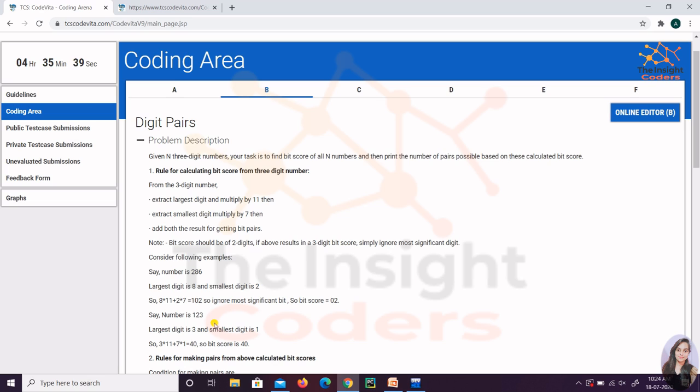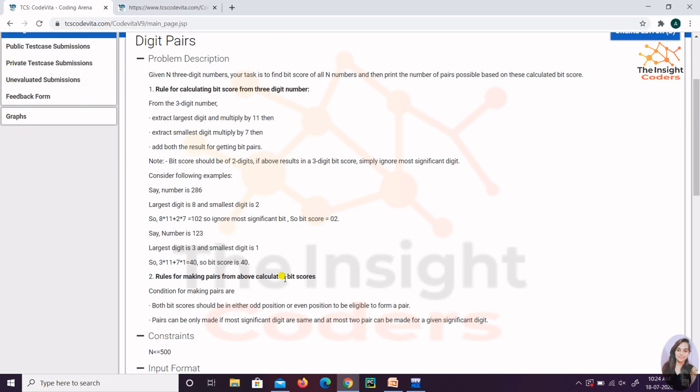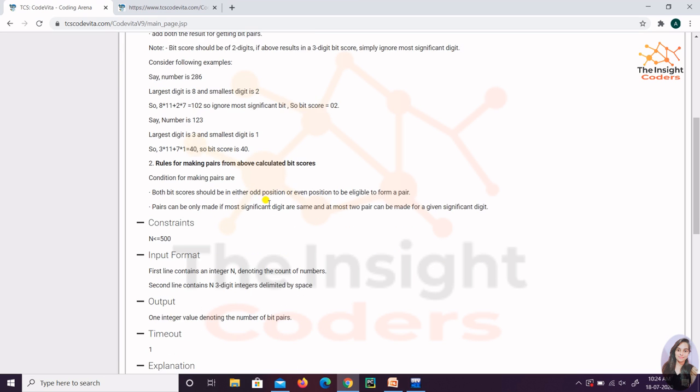So what does the problem say? It is a lengthy problem. Here you will be given n 3-digit numbers and your task is to find the bit score of all the numbers and then find the total number of pairs that are possible. Now what is this bit score? What are these pairs? Here you are given two rules. Let's not go through the rules here; let's see them in our slides and understand them in a better way.